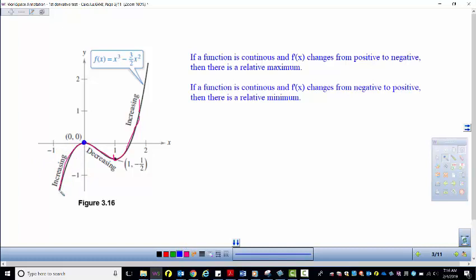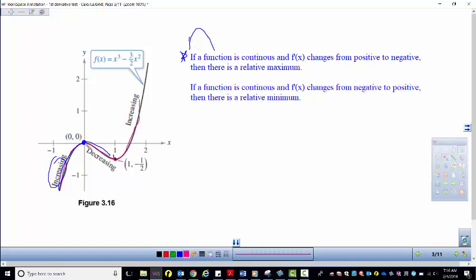If your derivative goes from positive to negative, you have a maximum. So if your function goes from increasing to decreasing, you would have a maximum. So your function's increasing, then it's decreasing. In the world of derivatives, that means your derivative went from positive to negative.